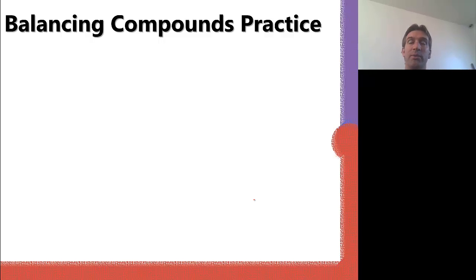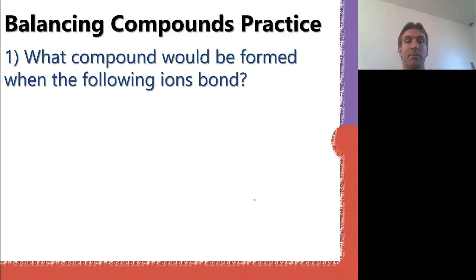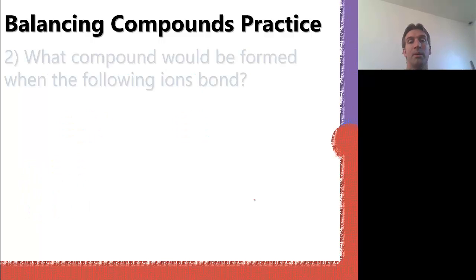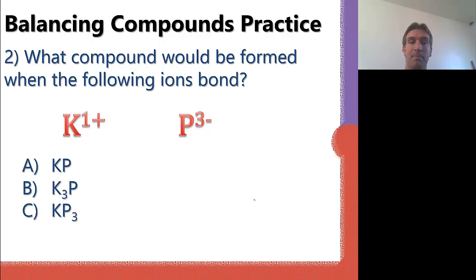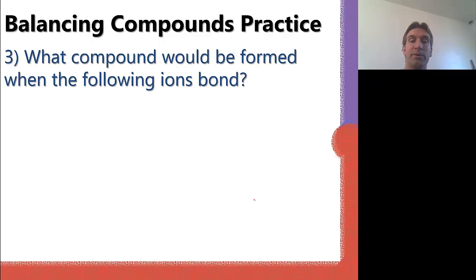So now I want to give you an opportunity to do a little bit of practice. First off, look at the combination of these 2 ions, calcium and chloride. I'll give you a second to respond to this, and then we'll move on. Your second question, what compound will be formed when the following ions bond? We're looking now at potassium ion and the phosphide ion. So take a second now. Question 3, what compound is formed when iron 3 combines with oxide?